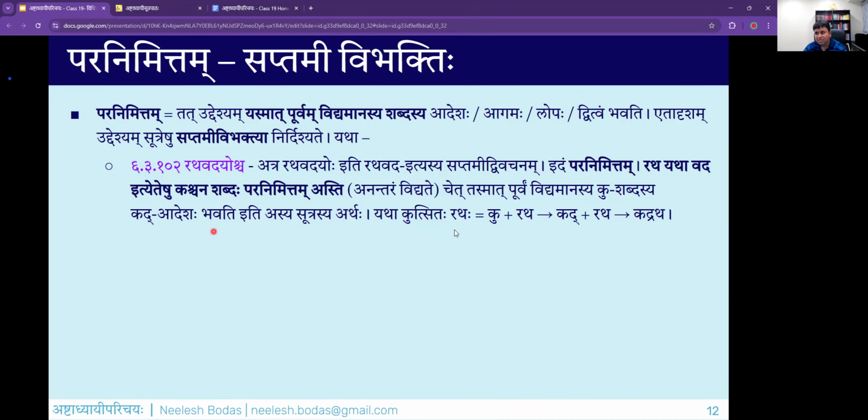So for example, kutsitaha rathaha, ku plus ratha. Now because the ratha comes later on, that's the paranimitta. Before that, ku becomes kad. So that's kadratha and so on.